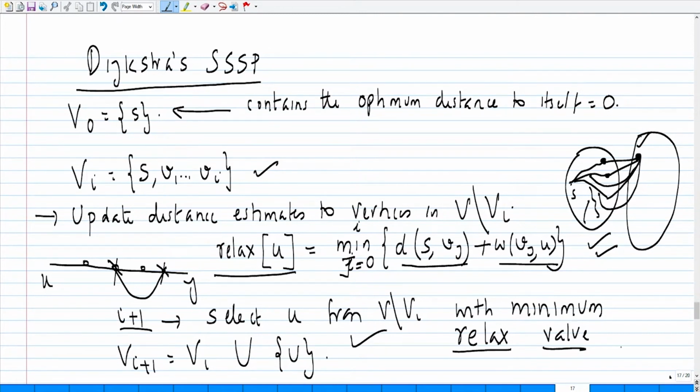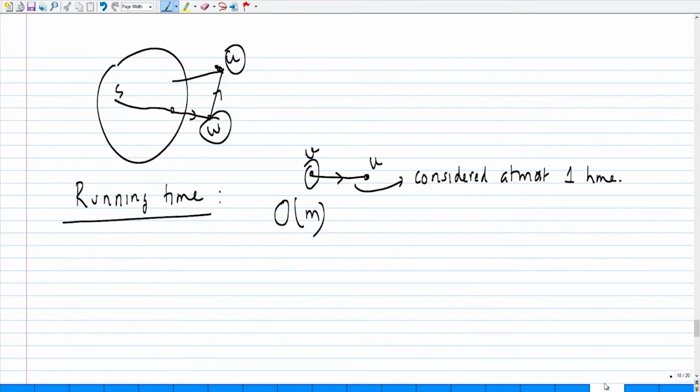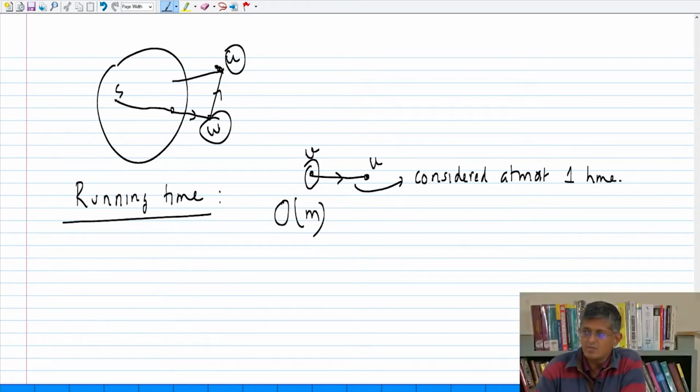Fine. Then you have to pick this fellow. You have to pick the minimum weight element from the relax array. For that you can use a data structure like a min heap or something like that, which I have not explained, but this is a data structure where you can pick the minimum element in constant time and you can update the data structure again to keep the minimum quickly accessible in log n time. Fine. This would be n times log n.